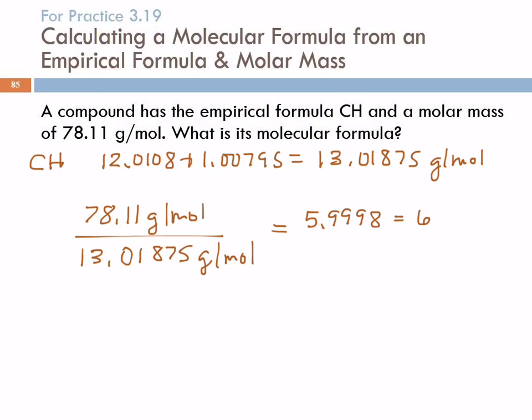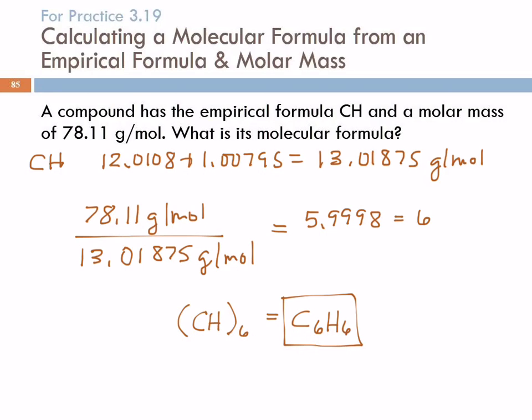So the 6 means that our molecular formula is 6 times bigger than CH. So we could picture it like this. We got CH times 6. We don't write it like that. We go ahead and distribute the 6 to all the subscripts. So this is the formula. Because in CH, each of these subscripts is an understood 1. 1 times 6 is 6, and 1 times 6 is 6.